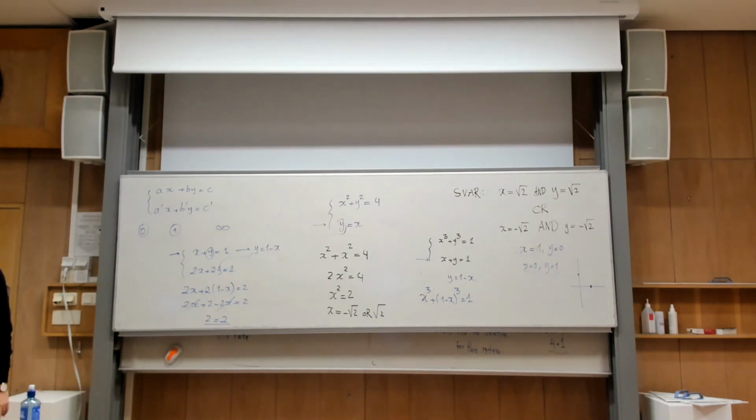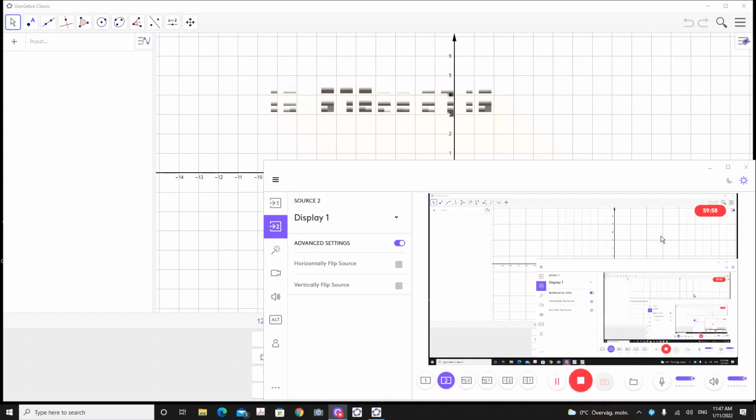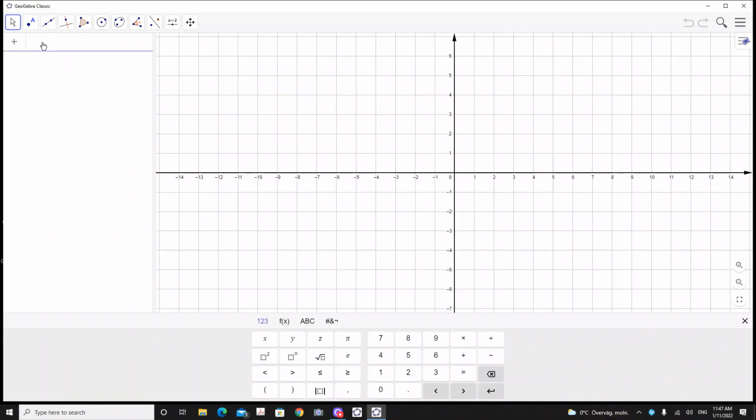So let me just do this one once more. Even for me it is not yet clear what the graph of x to the third plus y to the third equals 1 would look like. But hopefully GeoGebra will be able to draw it for me. Let me just draw the first one. x plus y equals 1. That is my line. And the other one, let us see.